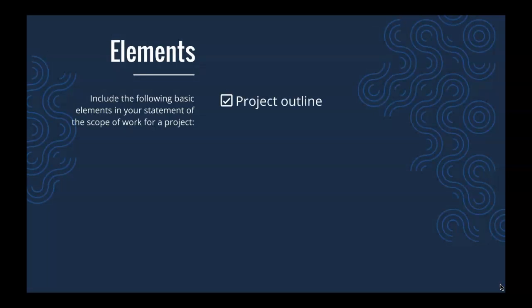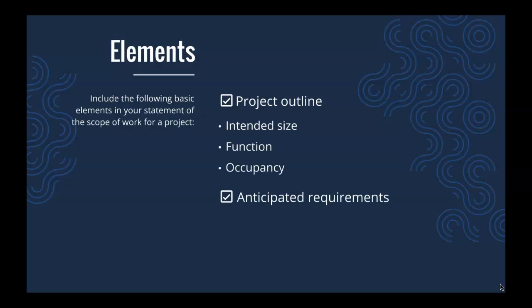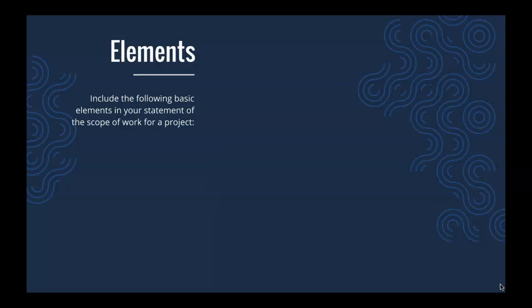A project outline, as well as the intended size, function, occupancy, and other general anticipated requirements such as renovation, demolition, additions, new construction, and energy and land use and site selection considerations should be included.